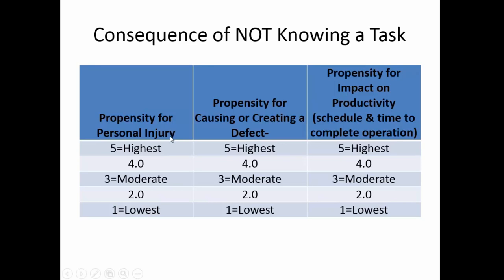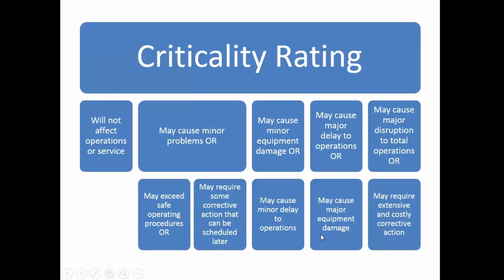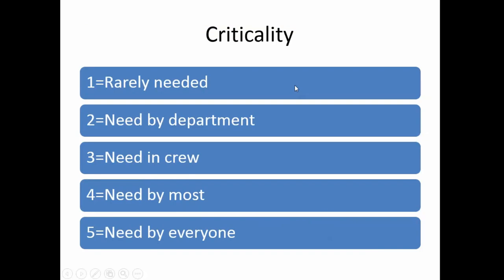Is there a propensity for personal injury? Is there a propensity for causing or creating a defect? Or is there a propensity or impact for harming productivity? In other words, messing up a schedule or time to complete the job. So this is important knowledge for us as instructors to know how important these tasks are when we're teaching it. So other things might be criticality, like may cause minor problems, may cause major problems, may cause a total shutdown. Important to know those things.